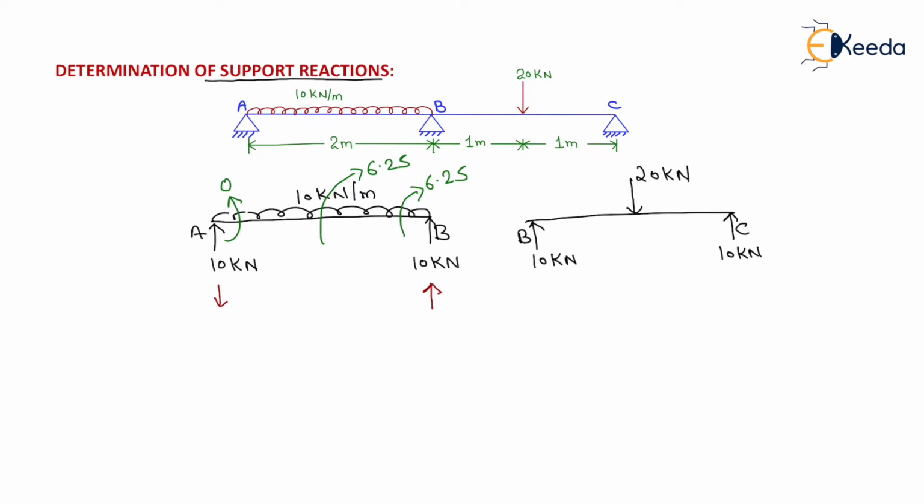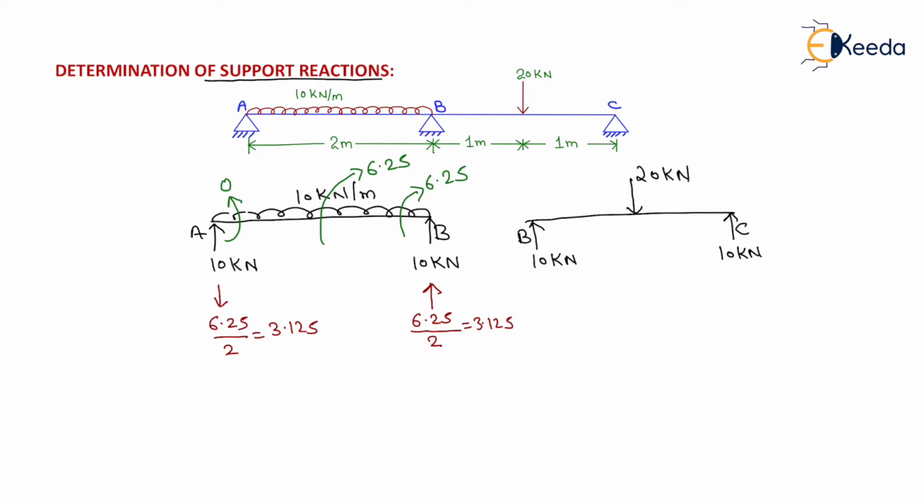Due to this reaction, there will be a couple acting in the anti-clockwise direction, and its magnitude will be equal to the net moment acting on the span AB divided by the span of AB, which is 2 meter, that is 6.25 divided by 2. So its value will be equal to 3.125. Similarly, 3.125.